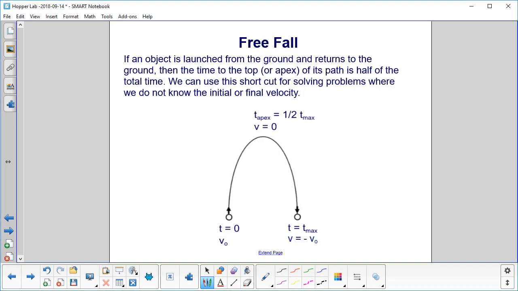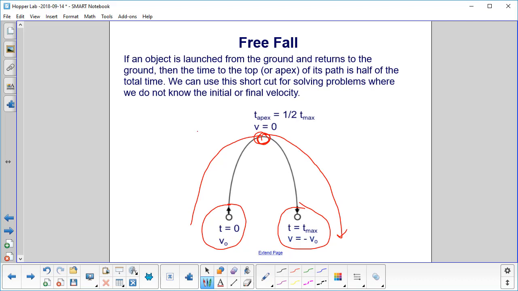Here's a special case. If an object is launched from the ground and returns to the ground, the same height, which basically is 0, then the time to the top, and we're going to call that the apex, is half of the time it takes to go all the way to the bottom. So it would take half the time getting up and half the time getting down. And one more time to remind you, it's not really going like this. We're throwing it straight up and it's coming straight down for this problem. This is going to be a shortcut we can use where we don't know the initial or final velocity.